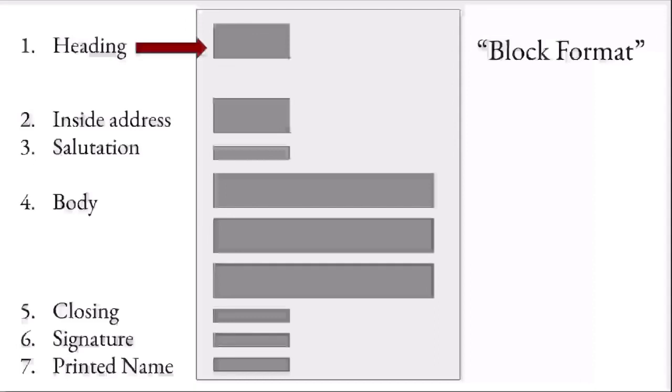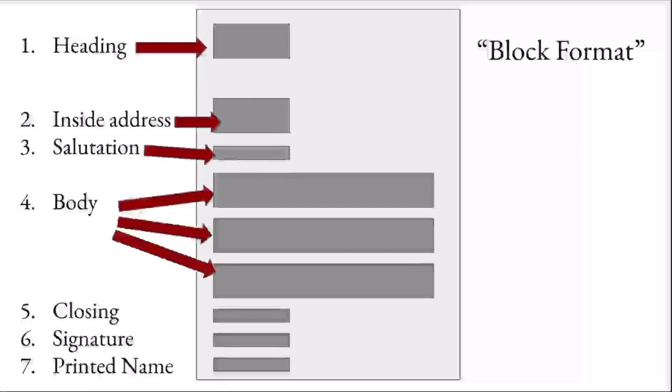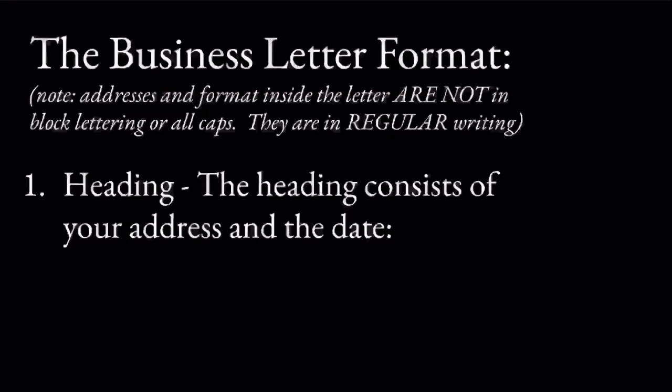There's the heading, the inside address, salutation, your body paragraphs, closing, the signature, then your printed name. And you can see that's all kind of in a block format. There's no indentation, and it's all to the left-hand side. It's left justified. Okay, so the heading is the address and the date.